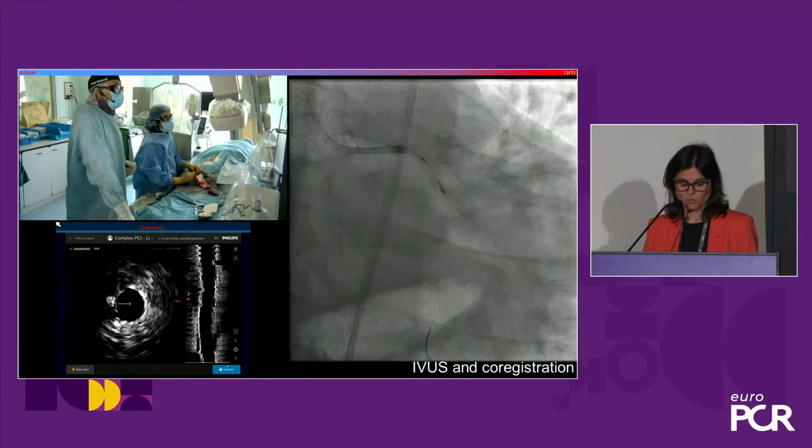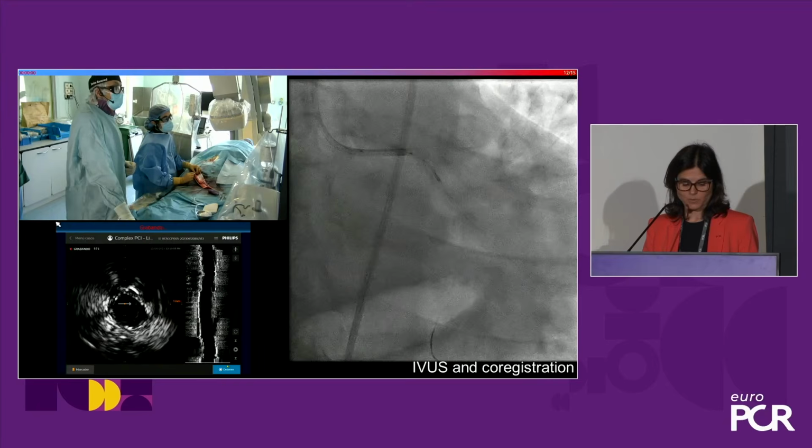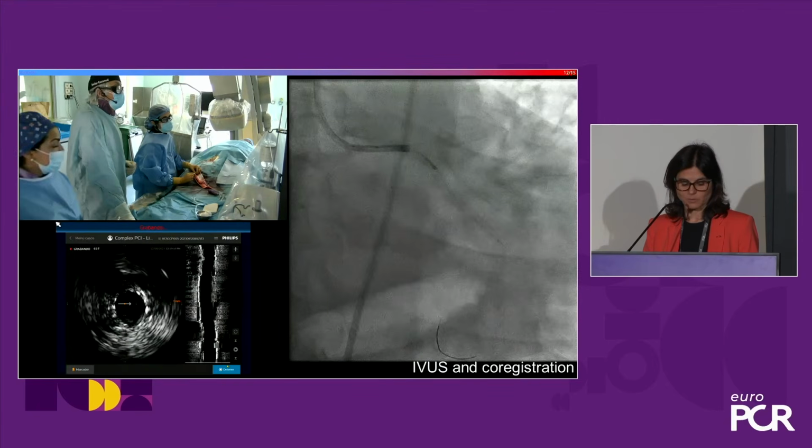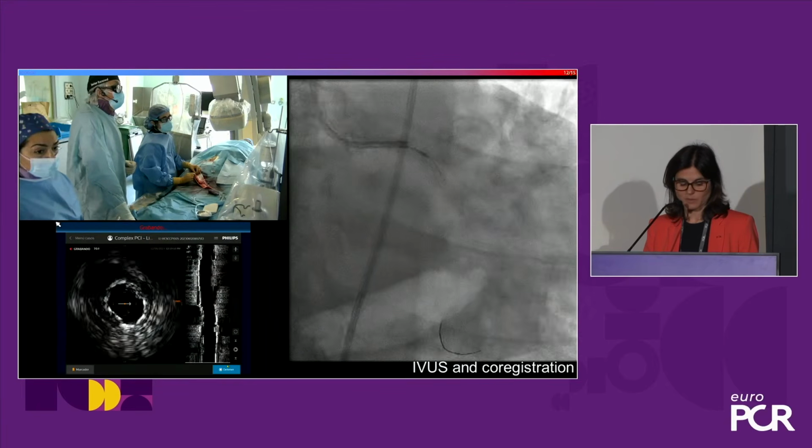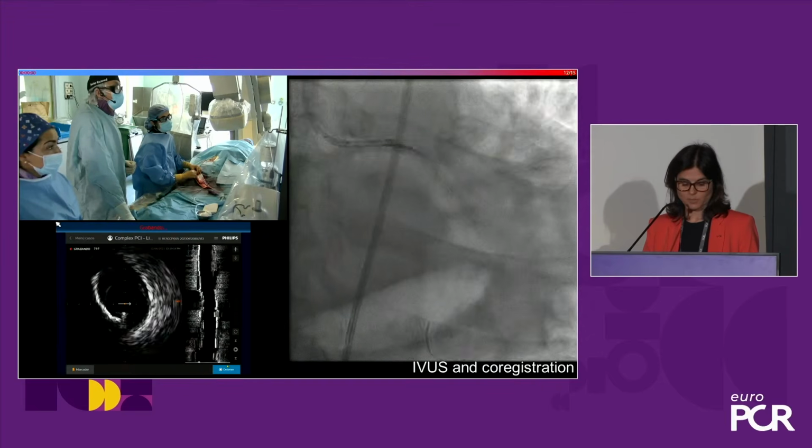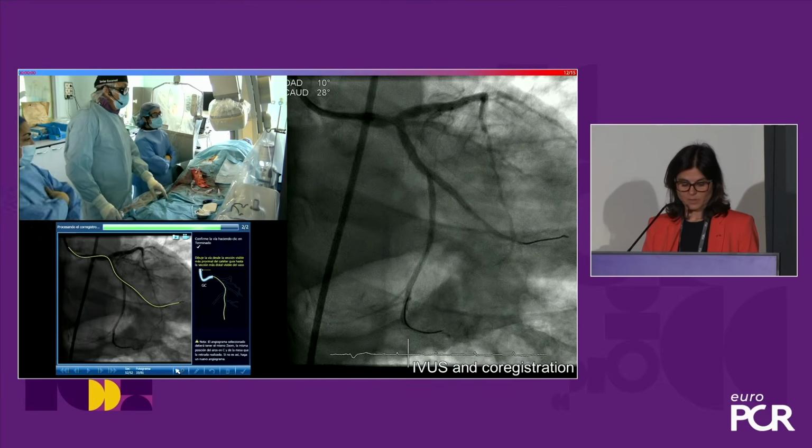We could do some more post-dilation, especially when we approach the very proximal part that you will see here, where there is quite a lot of plaque and the stent looks a bit undersized for this part of the vessel. So based on that, we post-dilated.